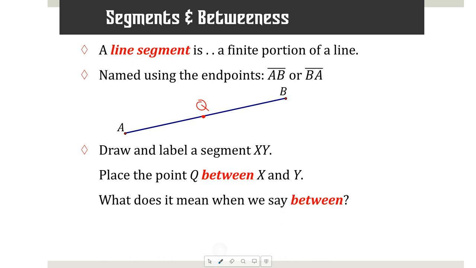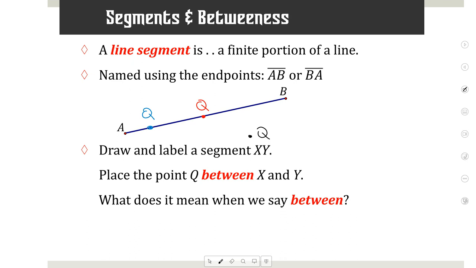Okay. I saw some people put Q over here. Is that okay? Did anybody put Q off the line segment? No? Okay. So if you were to go home tonight and explain to your little brother or sister what it means to be between, what would you say? So you're saying, if I take Q and I put it anywhere on AB, it's going to be between A and B. Does everybody agree?